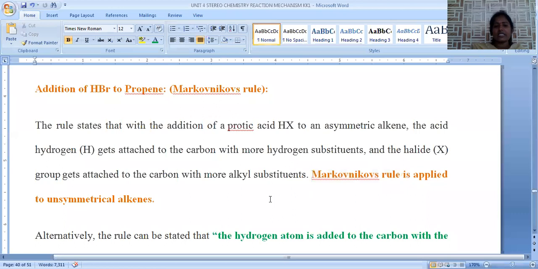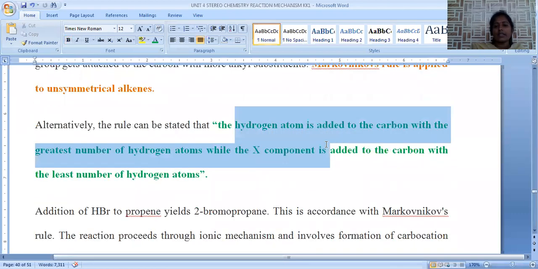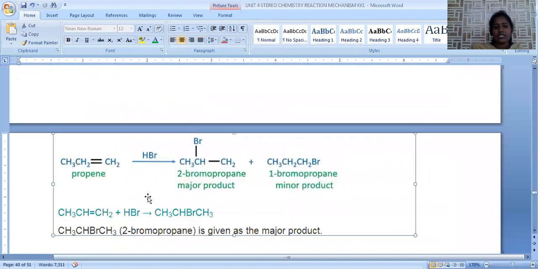So when we see the example, you can understand better about this one. The hydrogen atom is added to the carbon having greatest number of hydrogens, while X, nothing but halide, is attached to the carbon with least number of hydrogen atoms. This is called the Markovnikov rule. Hydrogen attached to more number of hydrogens, halide attached to least number of hydrogens. Okay, now let us see how the reaction is possible.